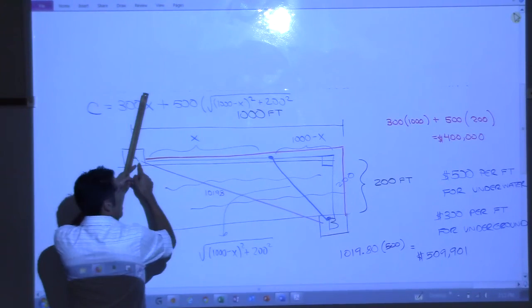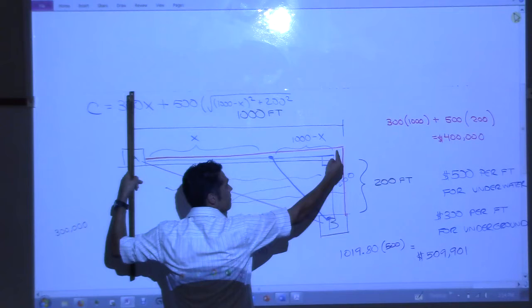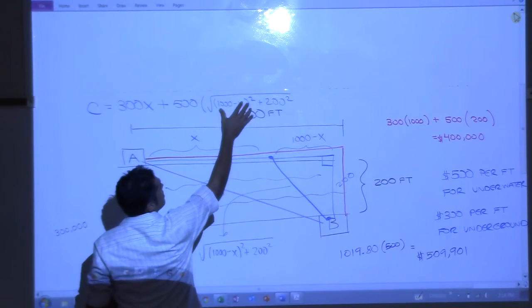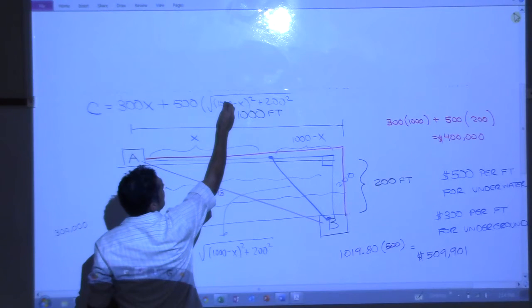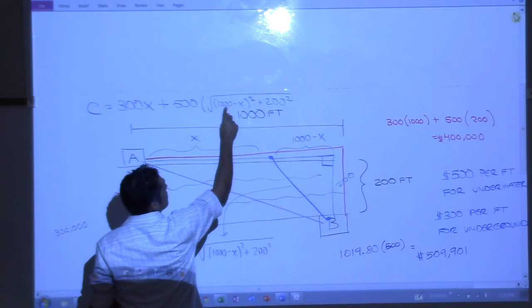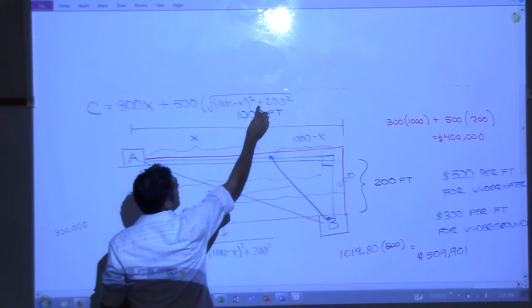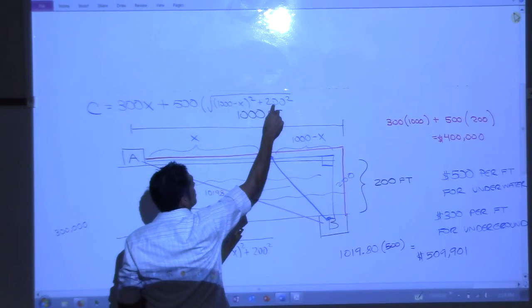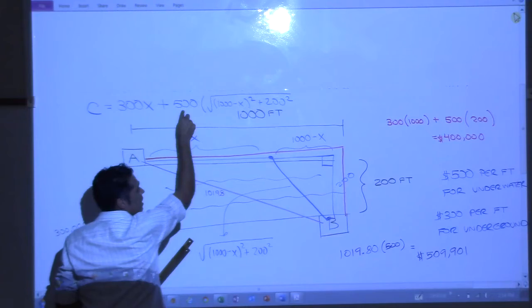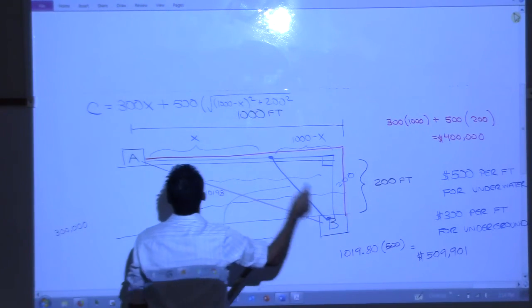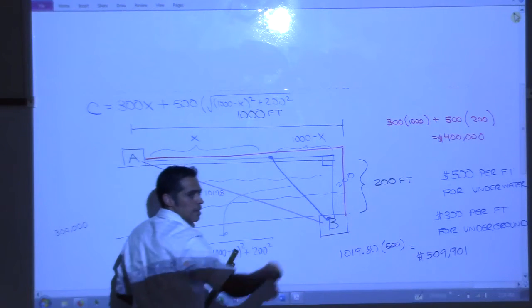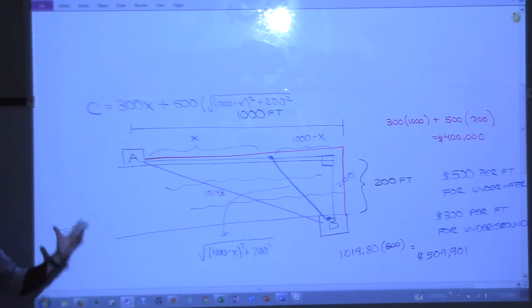What if we go all the way downstream? What's X? 1,000, right? And if X is 1,000, this is gone, and all we get is 200 squared under a square root. What's 200 squared under a square root? 200, so this is 200 times 500. That's this piece. And then this is 300 times the 1,000. That's that piece. This formula takes into account everything, all the different scenarios.